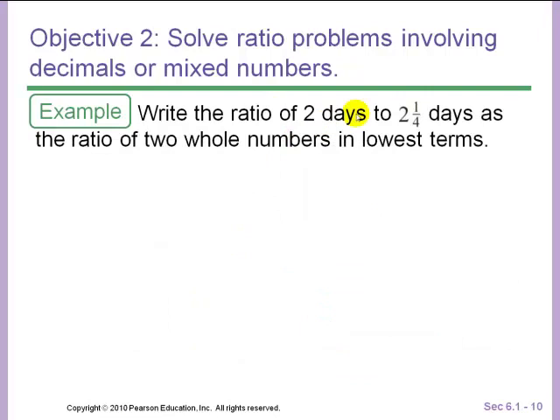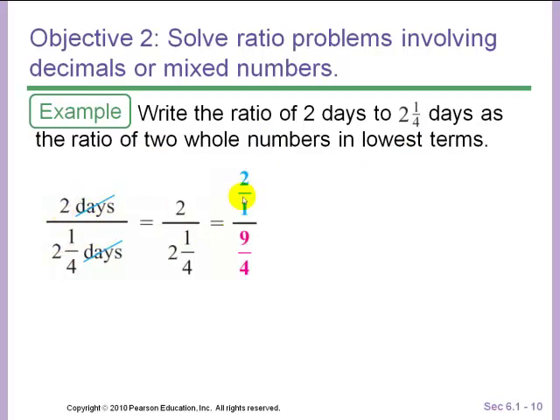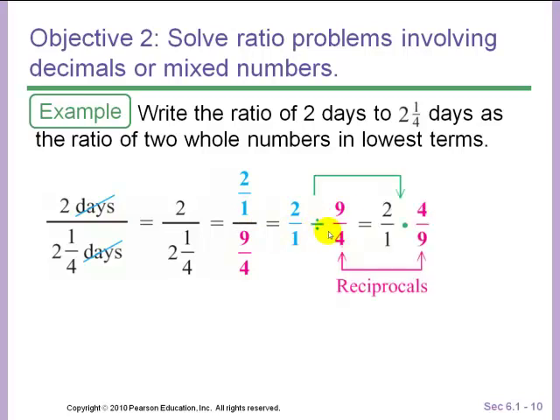Write the ratio of 2 days to 2 1/4 days as the ratio of two whole numbers in lowest terms. So again, we have the same units and they cancel out. We will need to have just two improper fractions. So 2 can be written as 2/1 and 2 1/4 can be written as 9/4. Divide the top by the bottom. You divide fractions by multiplying by the reciprocal. In this case, nothing will cancel, so we just get 8/9.